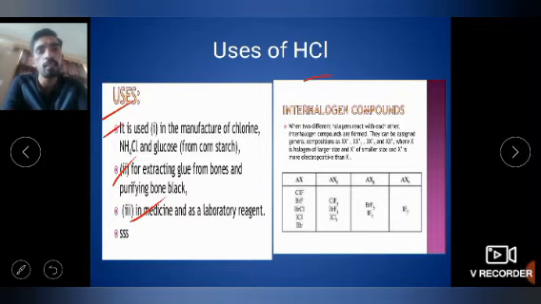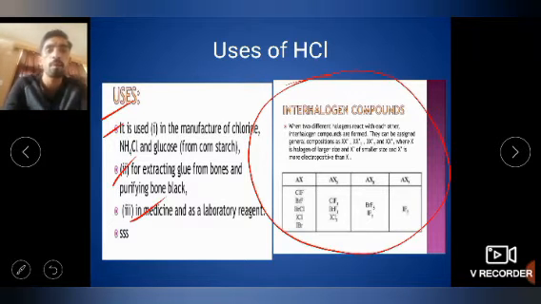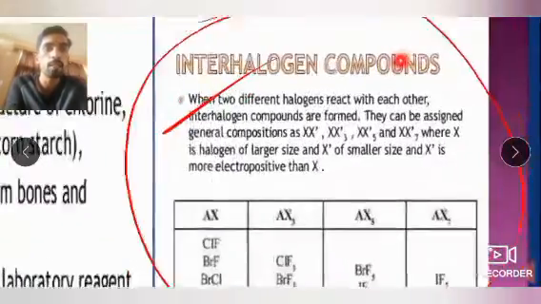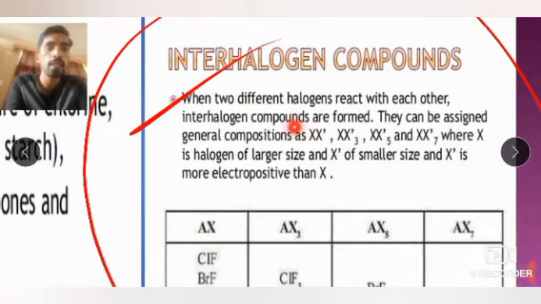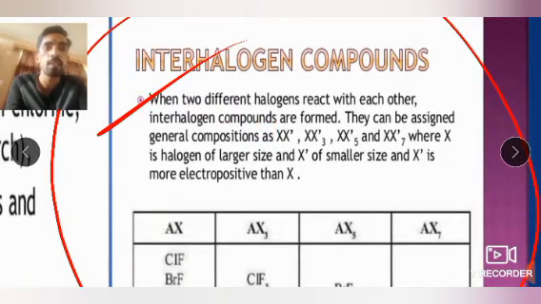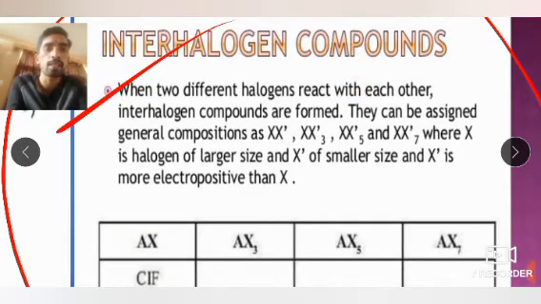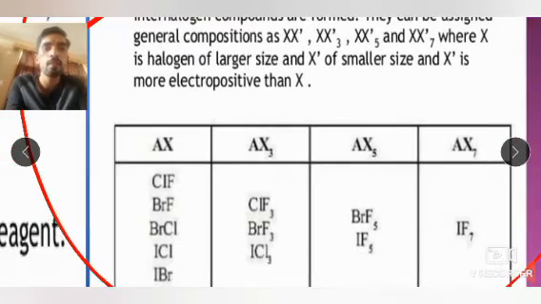Now last, interhalogen compounds. What is an interhalogen compound? It is a compound of halogen plus halogen. When two different halogens react with each other, interhalogen compounds are formed. They can be assigned the general composition XX', XX'3, XX'5, XX'7. So what is X? X is one halogen and X' is the second halogen.